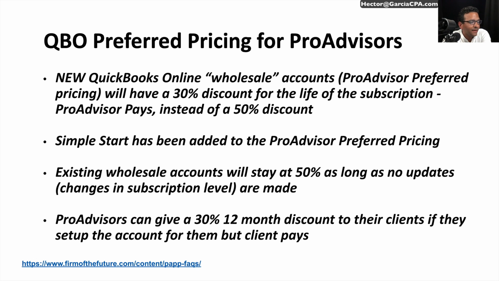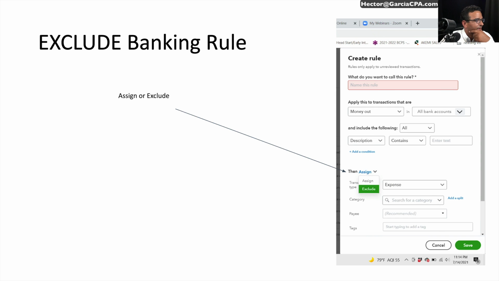They will only get a 15% discount in the per employee price, because remember, with QuickBooks Online Payroll, you pay a monthly fixed fee, and then you pay additionally per employee. So you're going to have 30% on the payroll subscription, and then 15% on the additional per employee cost.